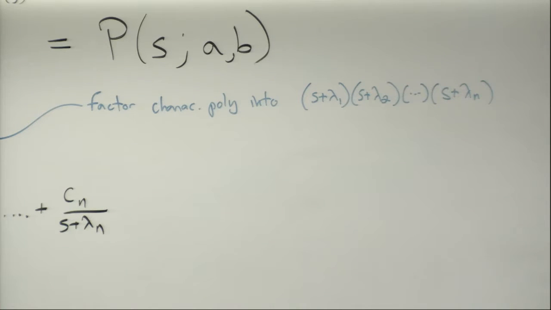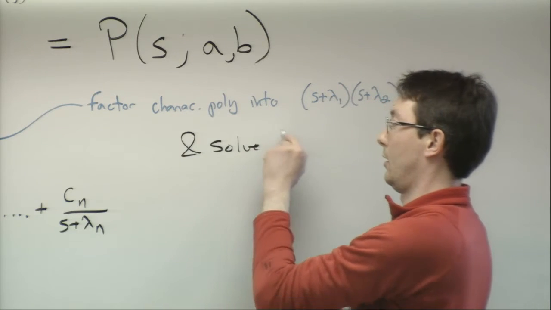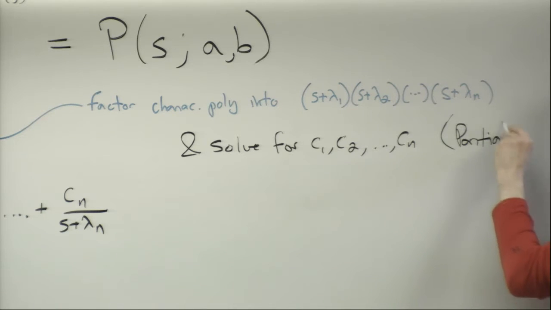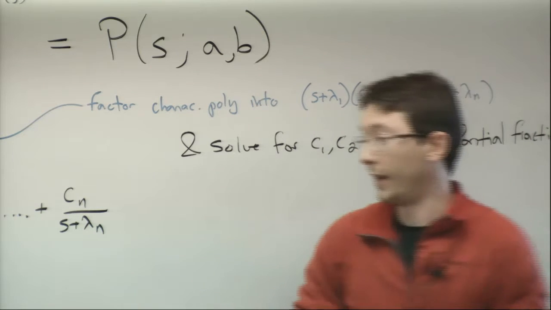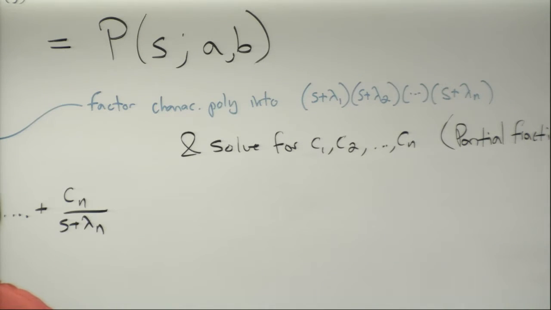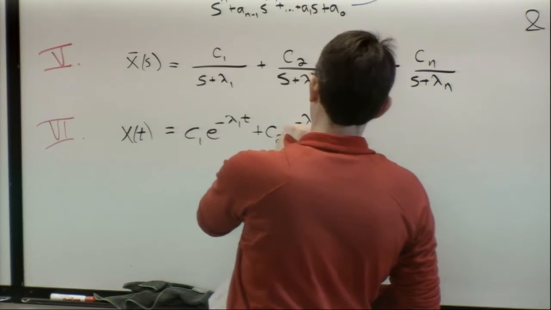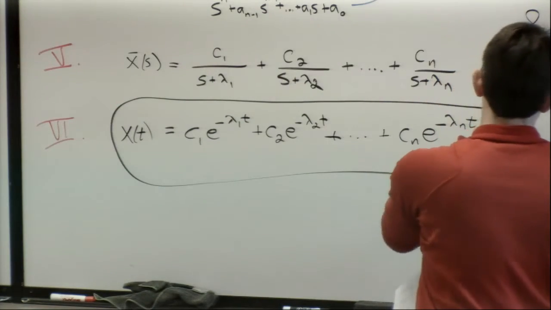Okay, and so the last step is step 6. So I don't just want to factor into the polynomial, I also want to solve for c1, c2, dot dot dot, cn, and this is the method of partial fractions. Okay, so what's the last step? Now that I have x bar in this wonderful, simple form of a sum of monomial fractions, what do I do? Inverse Laplace. And this is actually easy to inverse Laplace because I know what all of these terms are. So x of t equals c1 e to the minus lambda 1 t plus c2 e to the minus lambda 2 t plus dot dot dot plus cn e to the minus lambda n t. And that's my solution.